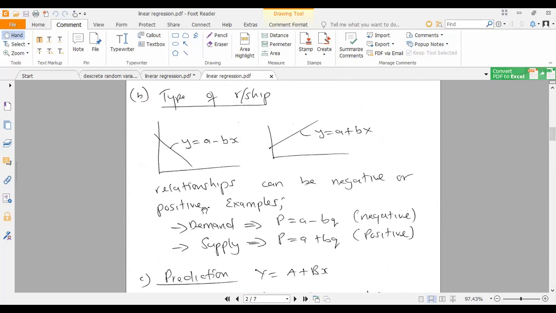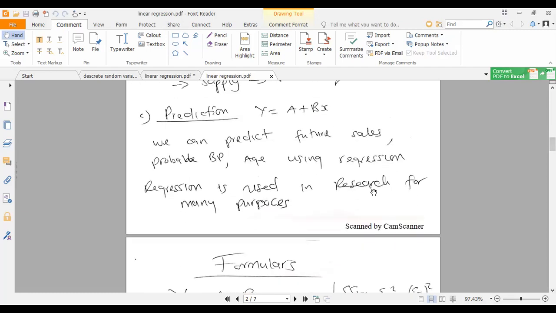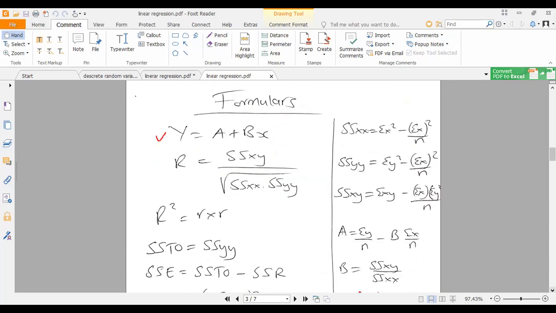Then the R, it stands for the coefficient of what? Correlation. You can have a positive or negative relationship. If your slope is negative, it means downsloping. If your B is positive, it's upsloping, a positive relationship. So it is able to tell you the type of relationship, whether positive or negative. And finally, it's used for prediction. It predicts whether the relationship will give you a certain future amount of sales, probable BP, or output. So the key formula we're going to consider is y is equal to a plus bx.